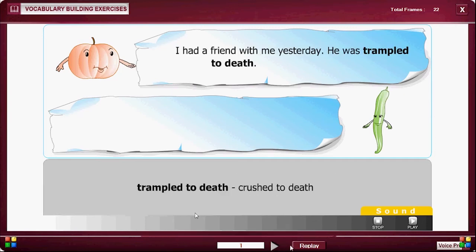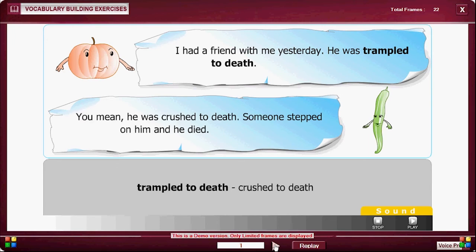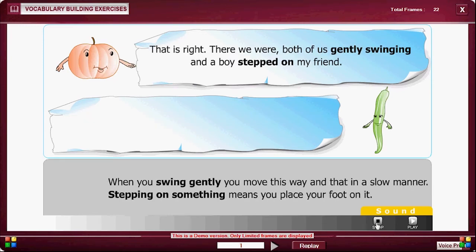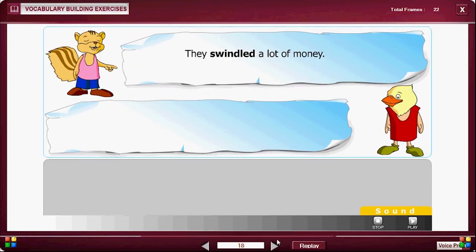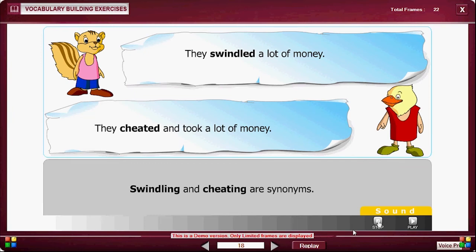I had a friend with me yesterday. He was trampled to death. You mean he was crushed to death? Someone stepped on him and he died. That is right. There we were, both of us, gently swinging, and a boy stepped on my friend. And you must have been horrified. They swindled a lot of money. They cheated and took a lot of money.